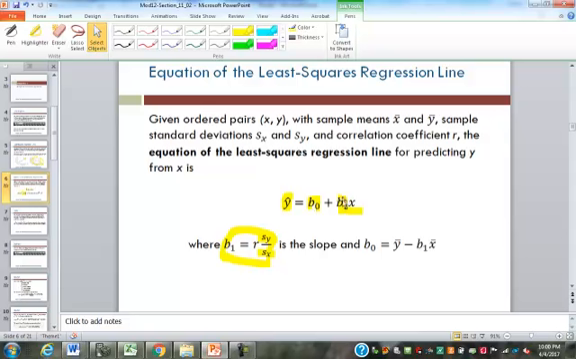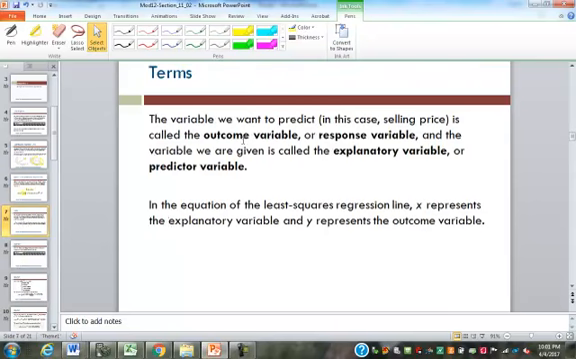So if we're looking at an algebraic line, that's describing how steep the line is. So we're looking at the variable we want to predict. In this case, the selling price is the outcome variable, or response variable, as I'm used to calling it. That's the dependent variable. And the variable that we're given is called the explanatory variable, or the predictor variable, and that is the square footage. The price is the response variable, the square footage is the predictor. We're trying to use the square footage to predict the price.